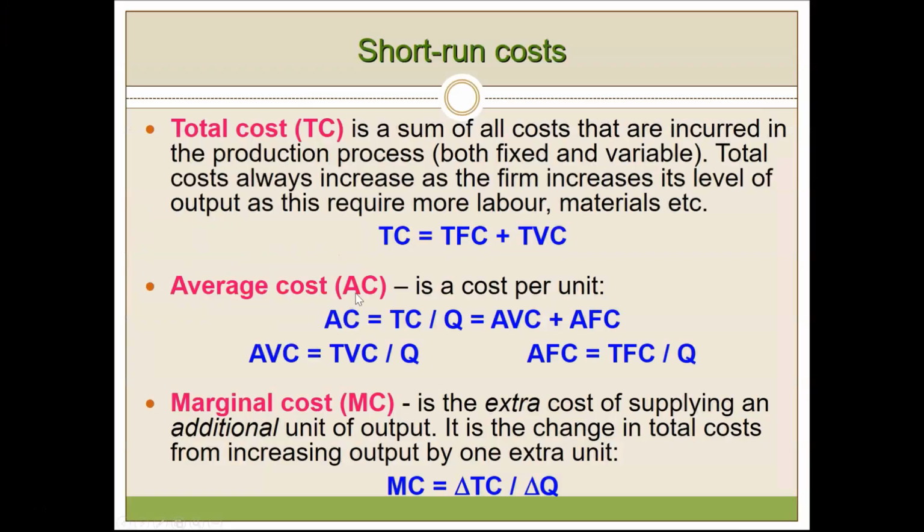Now, the second type of cost which we'll need to learn is the average cost, which is very simple. It's simply a cost per unit. So how much does it cost us to produce a single pizza? Average cost can be calculated in two ways. So that is why you will have two formulas here. The first method: average cost is simply a cost per unit. In order to calculate cost per unit, you take total cost and divide this by the total number of units produced.